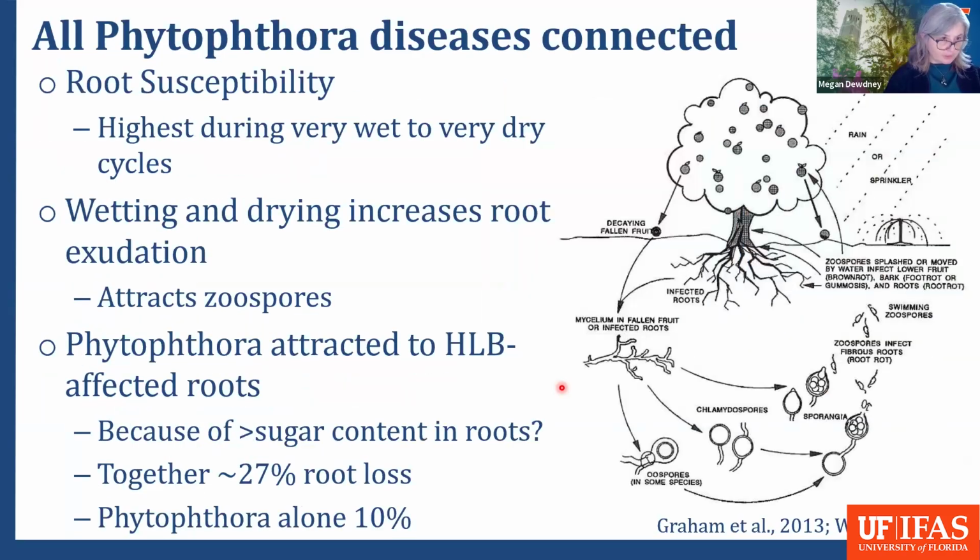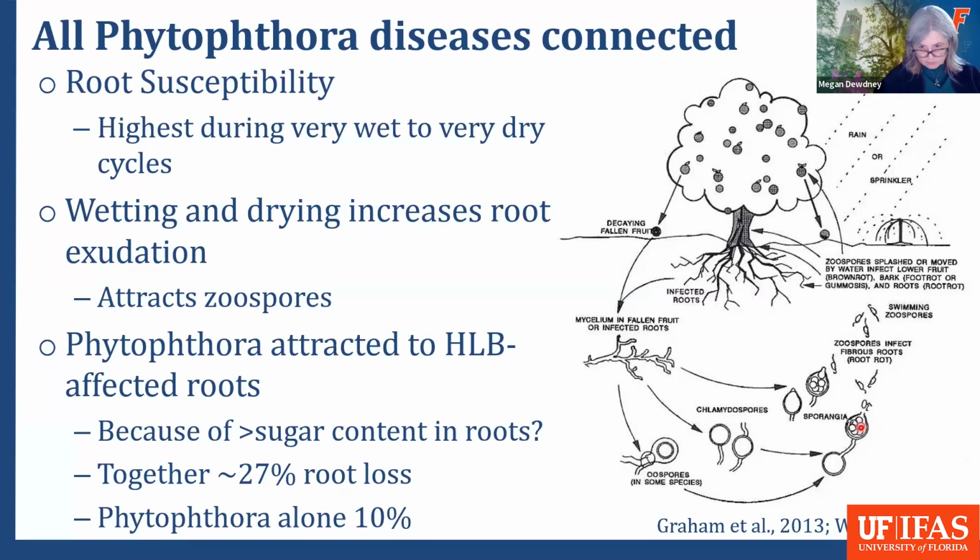So all of our Phytophthora diseases are connected. Our root susceptibility is highest during a very wet to very dry cycle. So if we go from something that's really, really wet to all of a sudden almost drought situations, that can really promote root susceptibility. That wetting and drying cycle, if we go from extreme to extreme, can increase your root exudation.